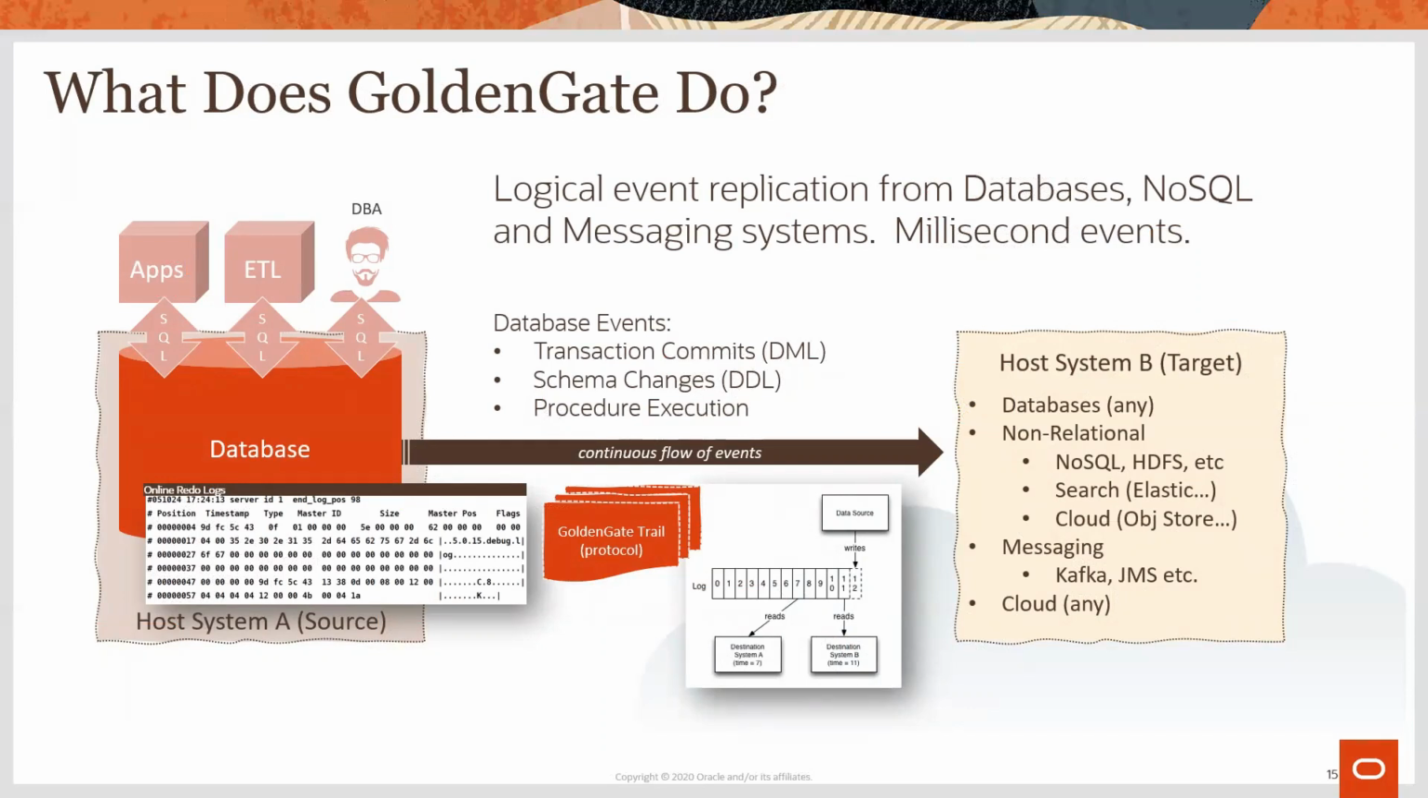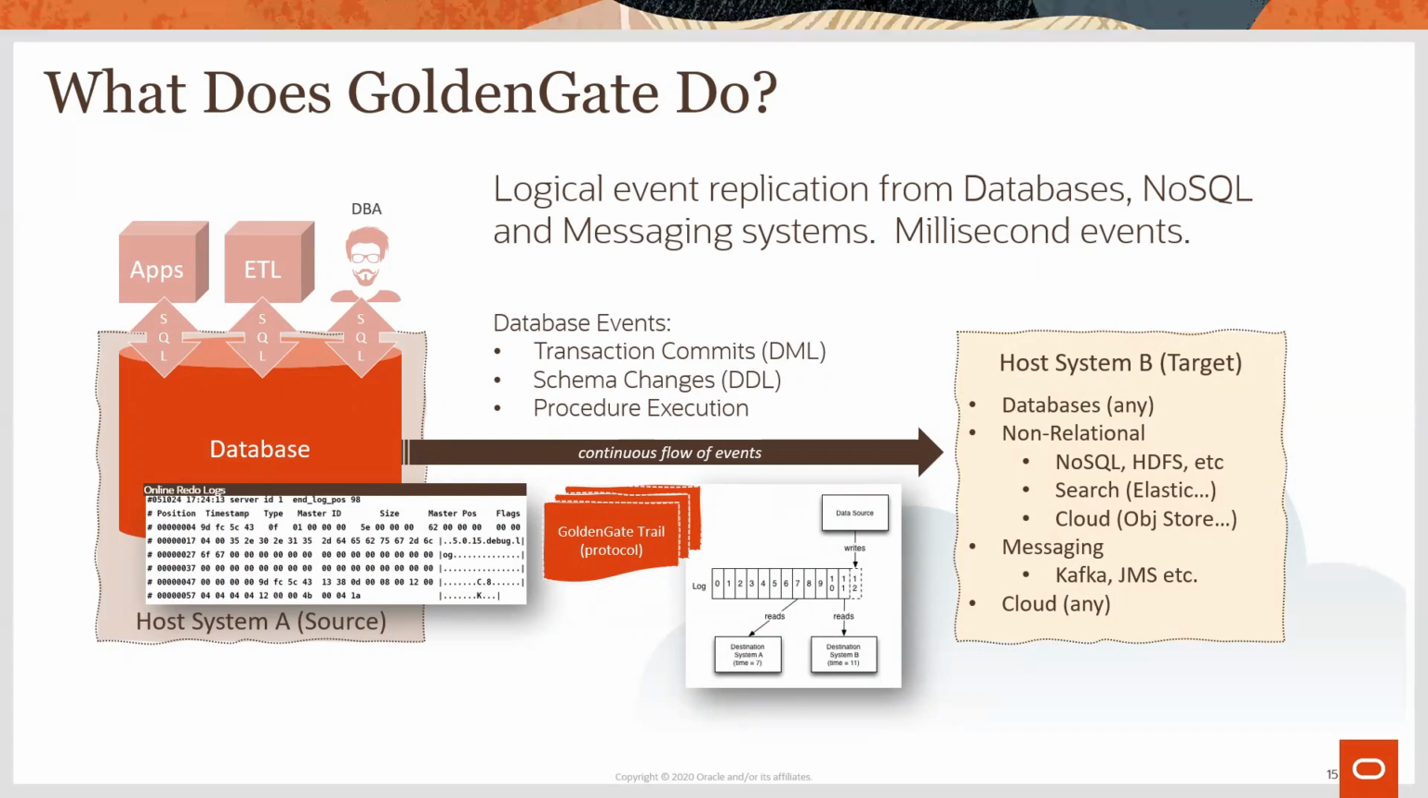And what GoldenGate does is it interacts with those online redo logs, and it captures them and then replays them across the network to some other target. So if you look over on the right, you can replay those online redo logs over into other databases that are not Oracle. You can replay them into key value stores, messaging systems, cloud frameworks, for example, object storage.